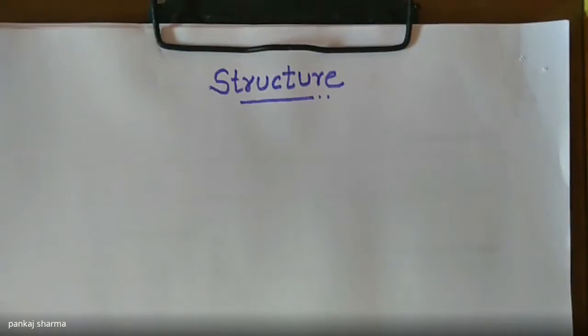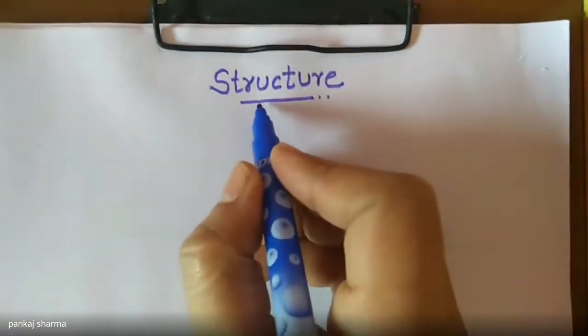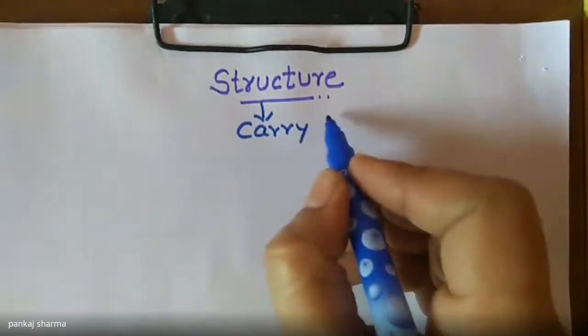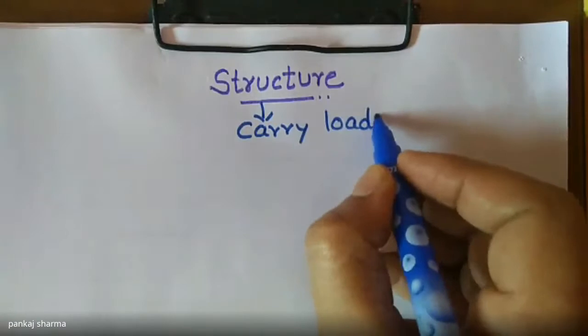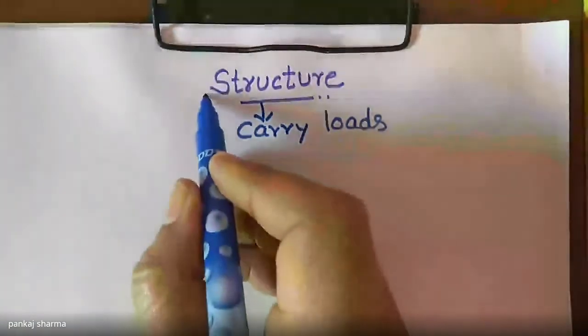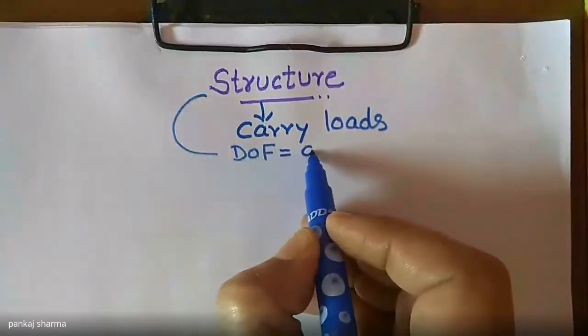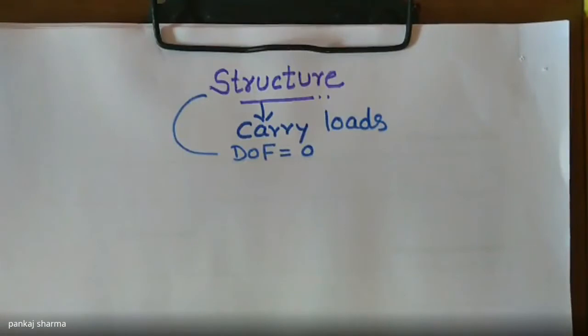Today I am going to discuss the types of joints, or simply we can say the types of supports, used in a structure. First of all, what is a structure? Structure is nothing but something used just to carry loads. And for a particular structure, the degree of freedom is 0, it is not a moving part.